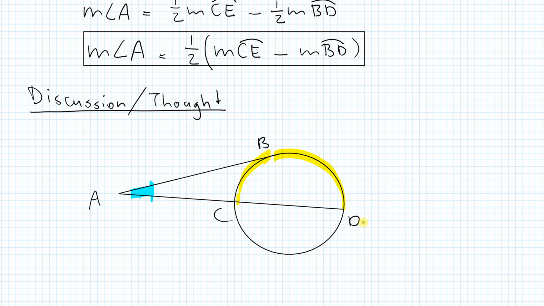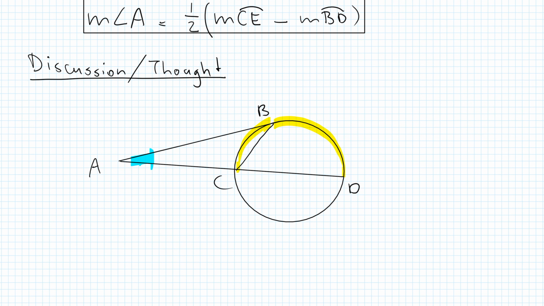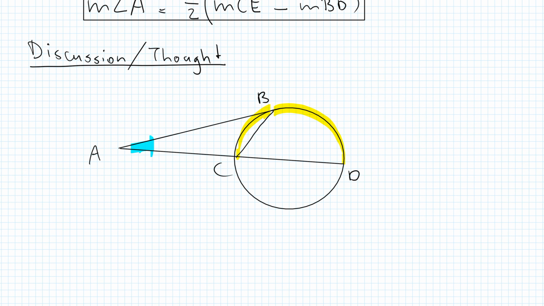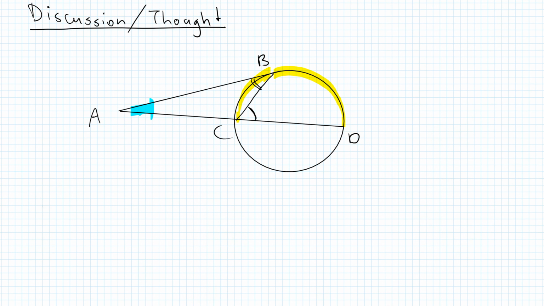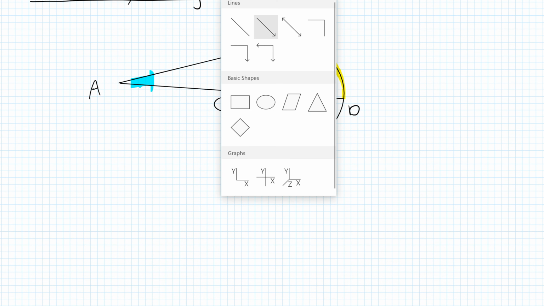And the answer is yes, okay? I'm going to leave it up to you to try this out. So basically, all you need to do is just make a chord here like that, and then you can obviously say, okay, that is half of measure of arc BD. This one, this angle, is half of arc BC. Maybe that's something for you to think about. Why is it half of measure of arc BC? Okay? And then another thing is this.